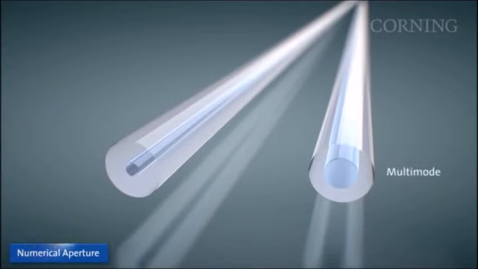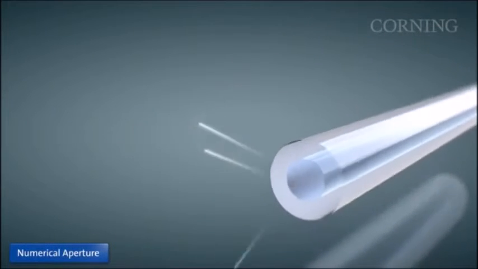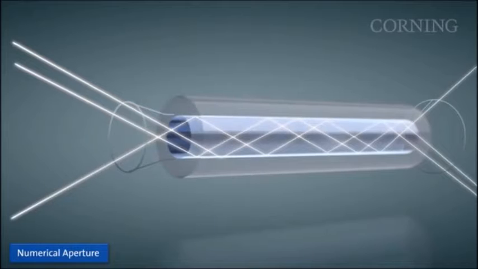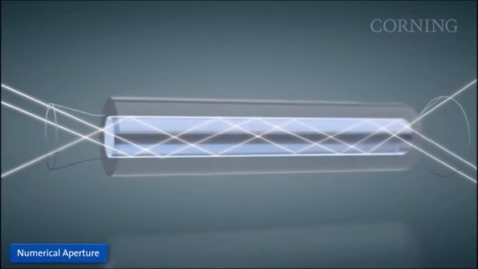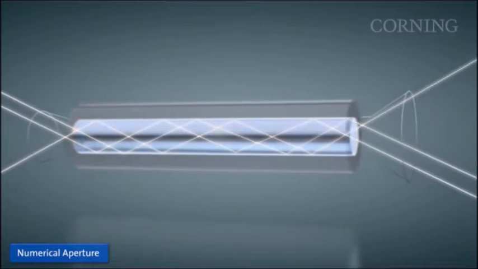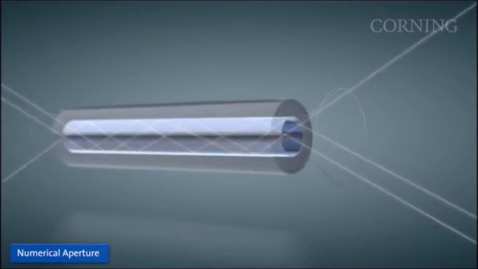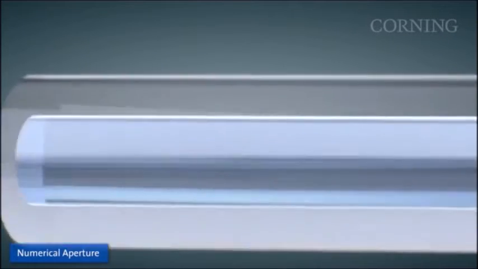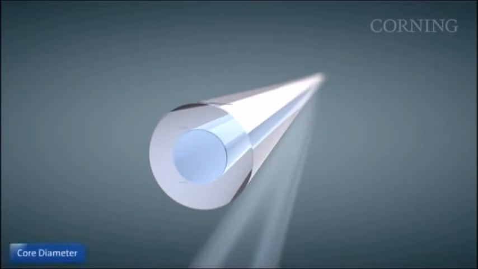Multimode fiber has two important characteristics: numerical aperture and core size. Numerical aperture is the measure of the angular range of acceptance of light into a fiber. The angle over which a fiber accepts light depends on the refractive indices of the core and cladding glass. Core diameter is a fundamental design parameter of multimode optical fiber. The larger the core, the more modes of light can propagate through the fiber. Multimode fiber has a much larger core size than single-mode fiber.